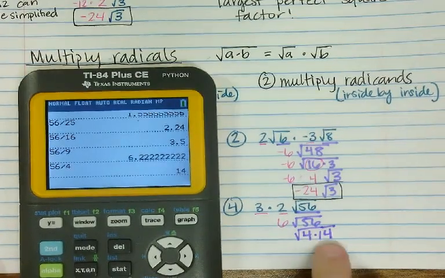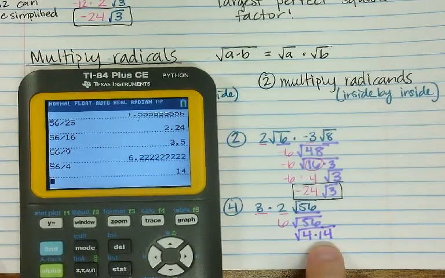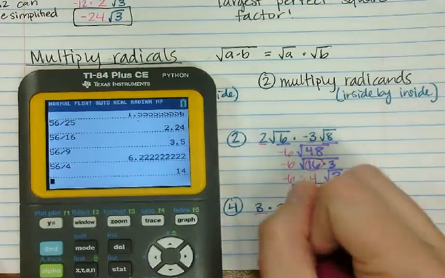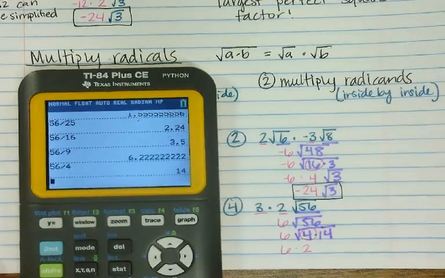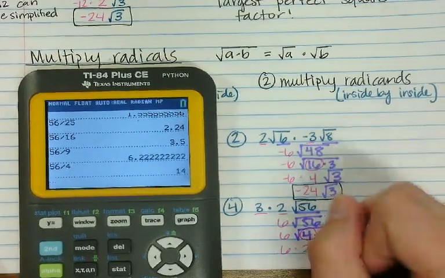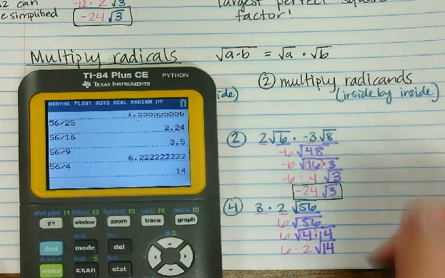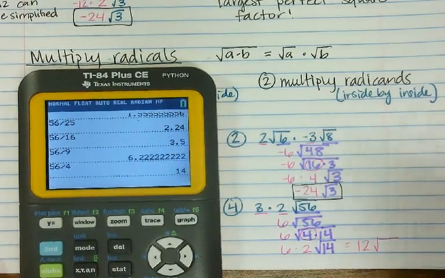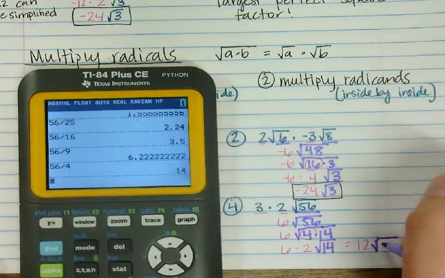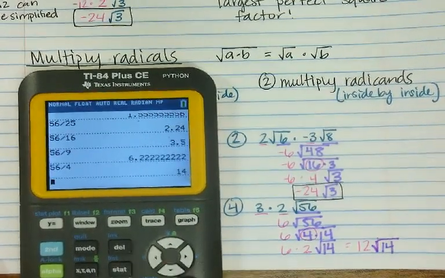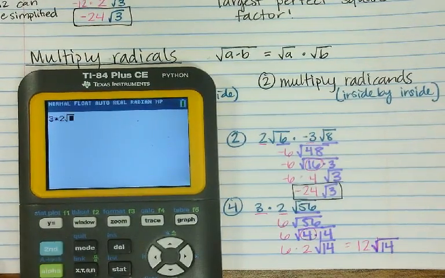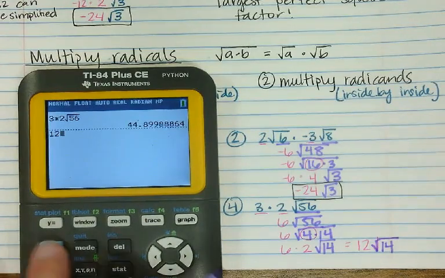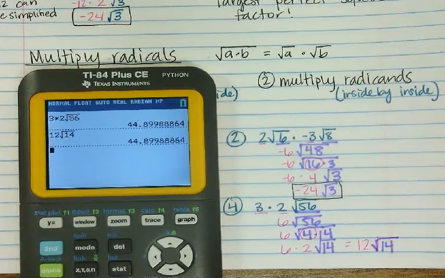And guys, does 14 have any perfect squares? No. So that one's a good one. So then, guys, the square root of 4 is 2. So 6 times 2 times the square root of 14 gives me 12 times the square root of 14. And guys, I'm going to go ahead and type this in from the beginning here. 3 times 2 the square root of 56 is the same thing, I hope, as 12 square root of 14. Yes, it is. It's the same weird looking nasty decimals.